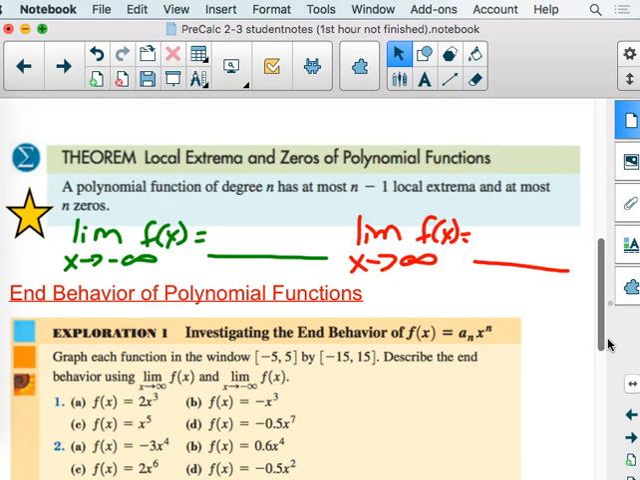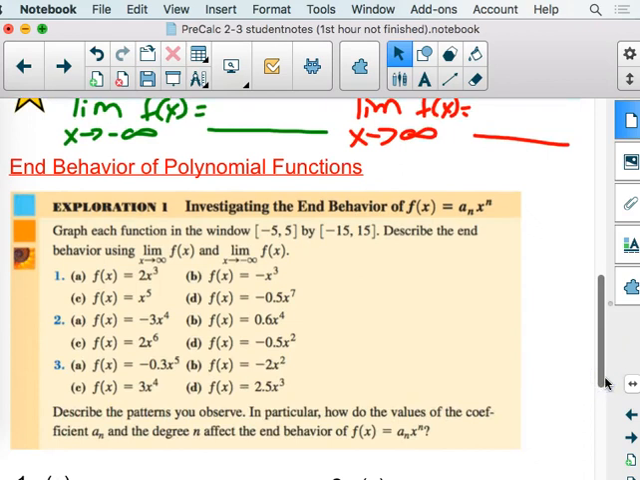But because we have lots of them to do in this example, and we would be spending all of our time writing that end behavior, we're just going to put either positive infinity or negative infinity, and we're going to work with the number line. We'll do the left first, and then we'll do the right. So this says graph each function in this window and describe the end behavior using that limit notation.